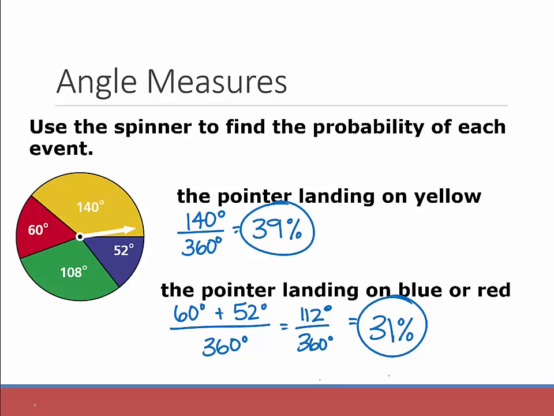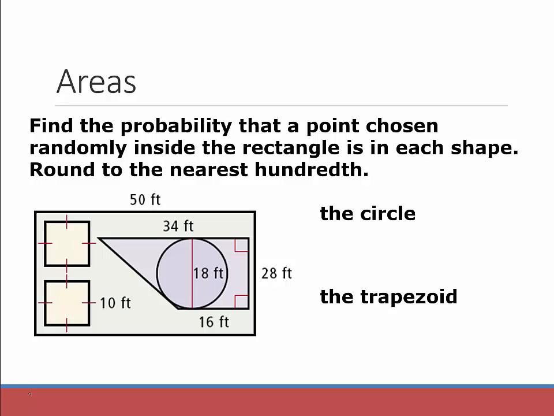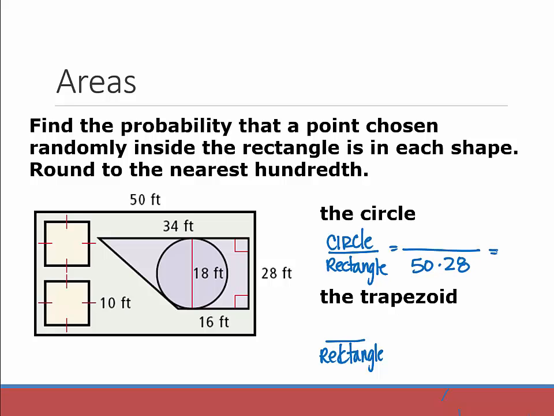So that was length and angle measures, and now our last one is area. Find the probability that a point chosen randomly inside the rectangle is in each shape, rounded to the nearest hundredth. So my rectangle is the sample space. So for both of these, the denominator is going to be the rectangle. For the first one, I want to know landing in the circle. So we've got to find the area of the circle and divide by the area of the rectangle. Now the rectangle is super easy because we're just going to do base times height, which is 28 times 50. And if you multiply those together, you get 1400.